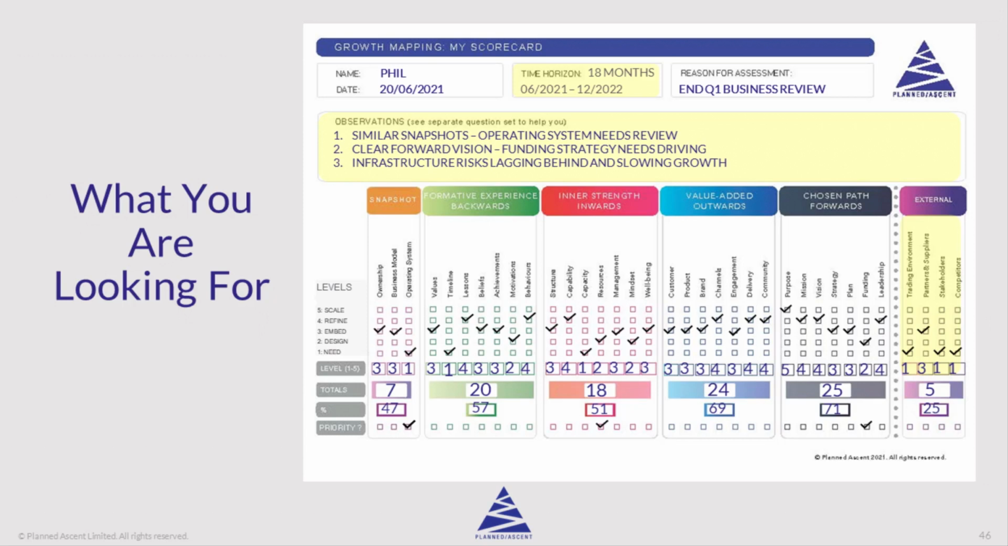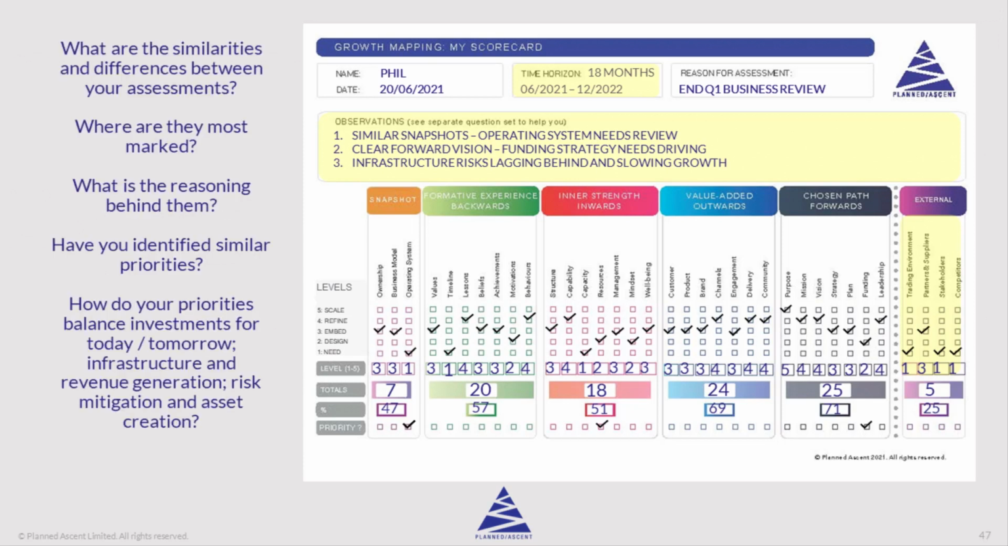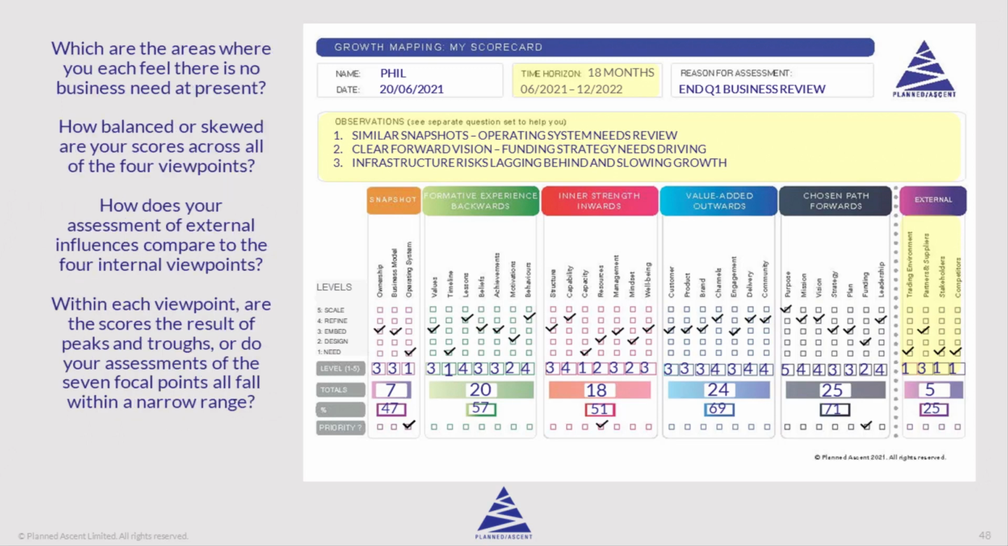Some helpful questions to ask include: what are the similarities and differences between your assessments? Where are they most marked? What's the reasoning behind them? Have you identified similar priorities? How do your priorities balance investments for today, tomorrow, infrastructure and revenue generation, risk mitigation and asset creation? Which are the areas where you feel there's no business need at present? How balanced or skewed are your scores across all of the 4 viewpoints? How does your assessment of external influences compare to the 4 internal viewpoints?